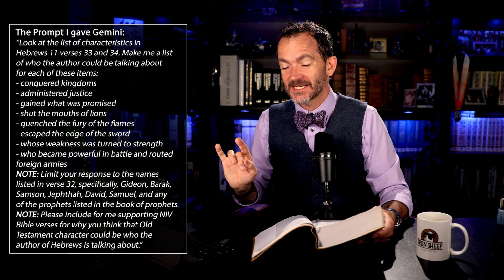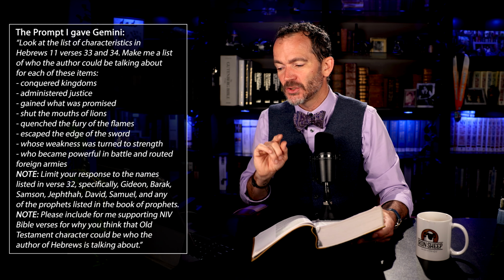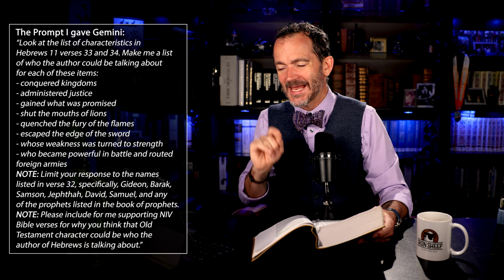And then I additionally added this. Additionally, please include for me supporting NIV Bible verses for why you think that Old Testament character could be who the author of Hebrews is talking about. So I gave it that entire prompt. With a calculator, you get the results based on what you ask, and that is so critical for AI. You have to be very specific in what you want it to give you because it's going to give you what you ask for.